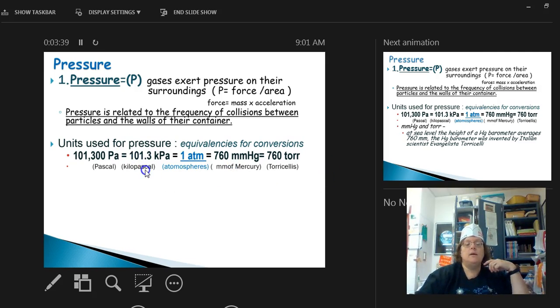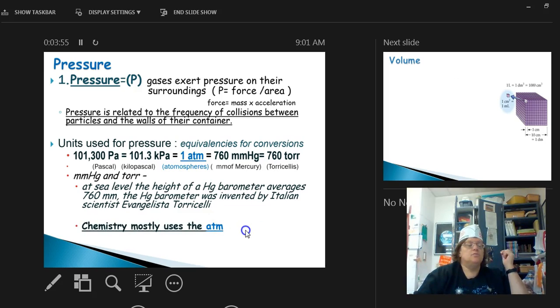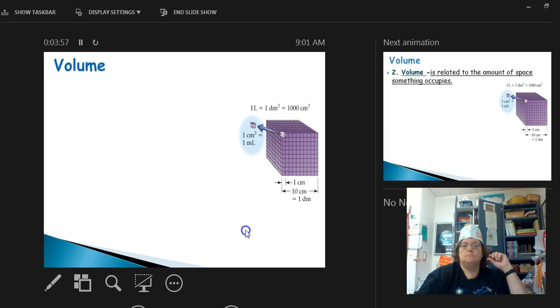Now, you're going to have to be able to do some conversions with this, but not for the lab. But this needs to be somewhere where you'll have access to it. Here's the definition of millimeters of mercury. Chemistry mostly uses the atmospheres.